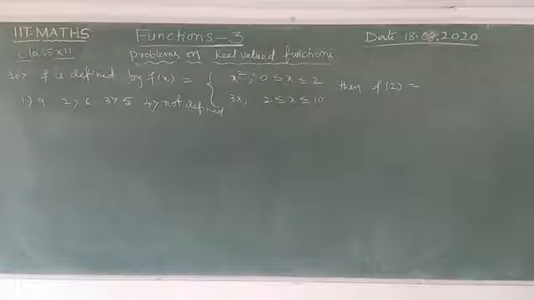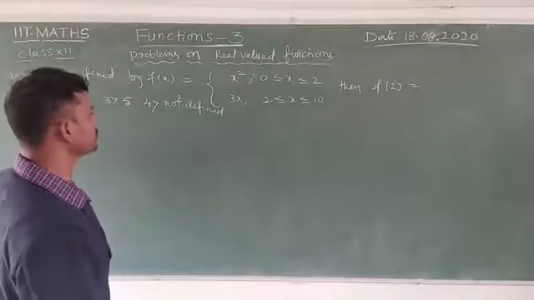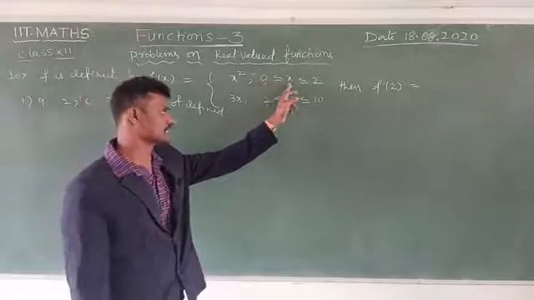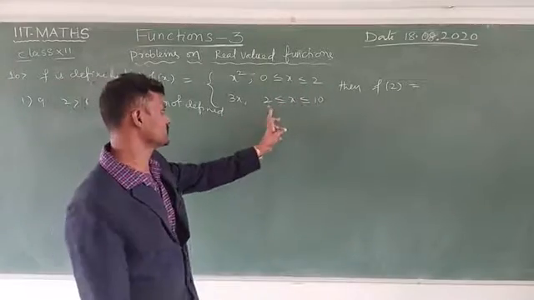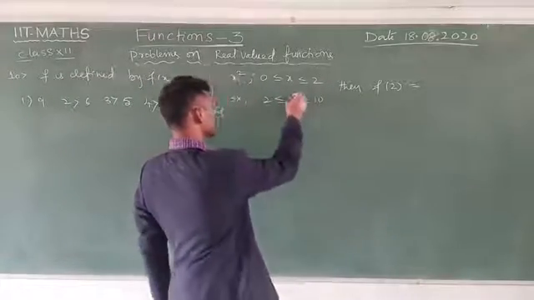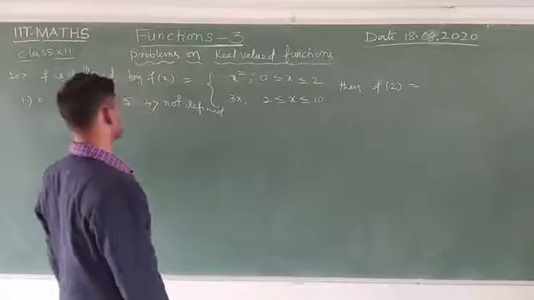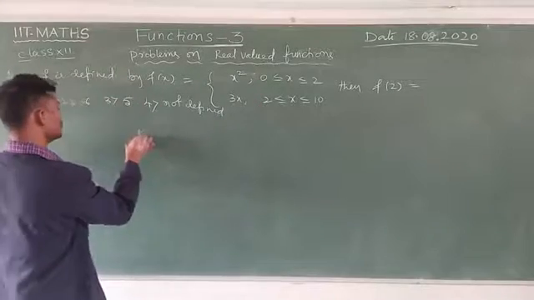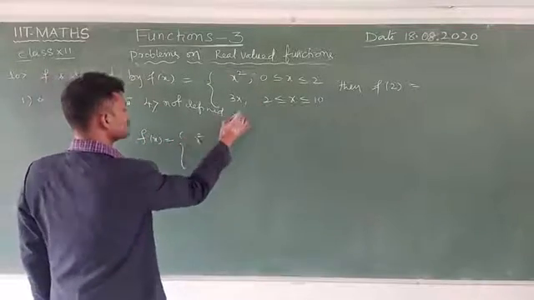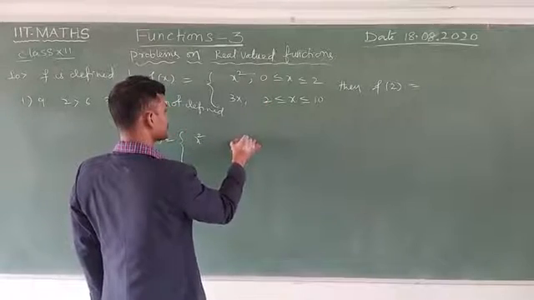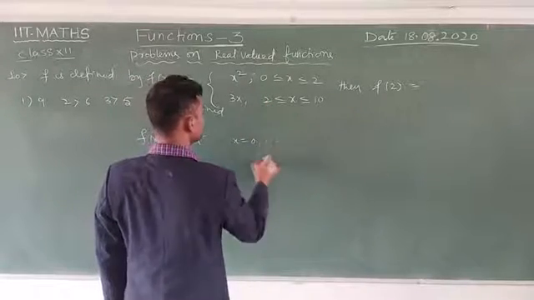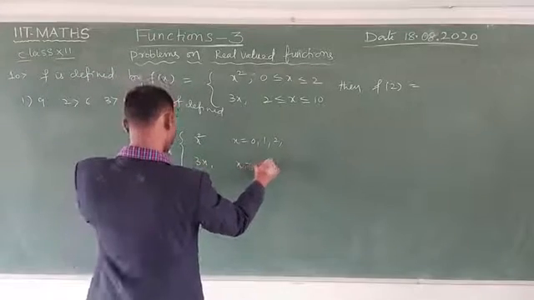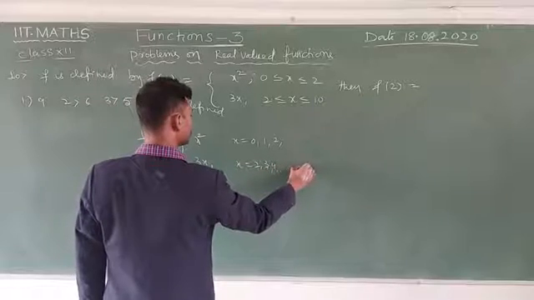Okay, now see here, 10th one. f is defined by f of x is equal to x square, where x lies between 0 and 2, that is 0 is less than or equal to x is less than or equal to 2, and 3x, where 2 is less than or equal to x is less than or equal to 10. Then find f of 2. First you can write f of x: x square means x is equal to 0, 1, 2, only 3 values, and 3x means x is equal to 2, 3, 4, 5 and so on up to 10.